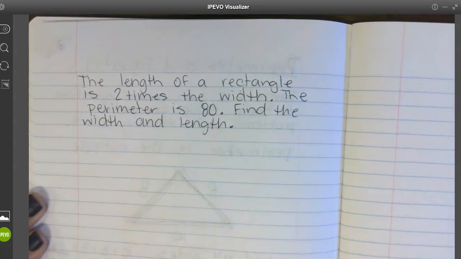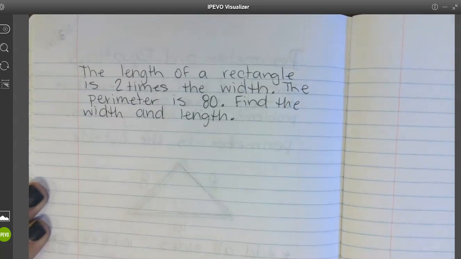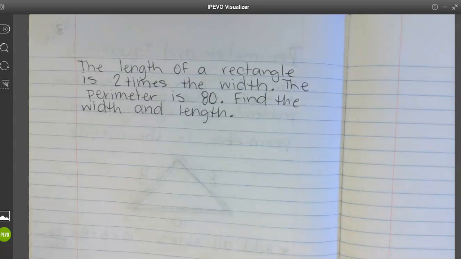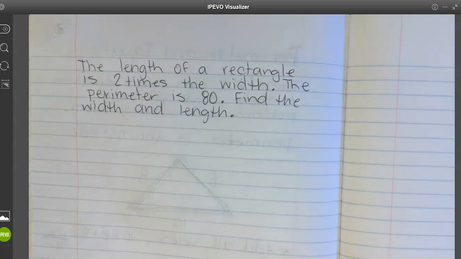All right, so here we are. Find the length of a rectangle. The length of a rectangle is 2 times the width. The perimeter is 80. Find the width and the length. So you're going to get problems like this where they're kind of explaining everything to you, and you've got to kind of create this shape.